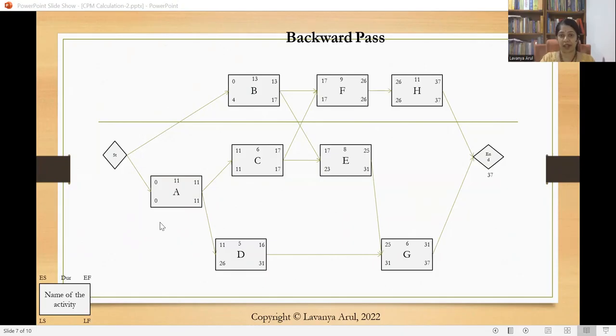So now I'm sure you're clear, when you have two starting and two ending nodes, how to calculate your early start and early finish, right? If you have any questions, you can post them in the comment section. We will take it up and probably I can explain it later.